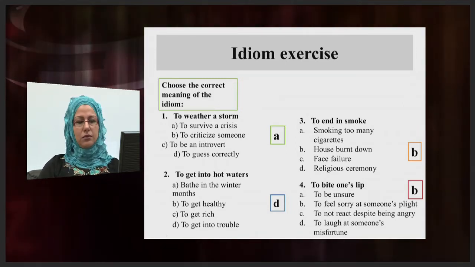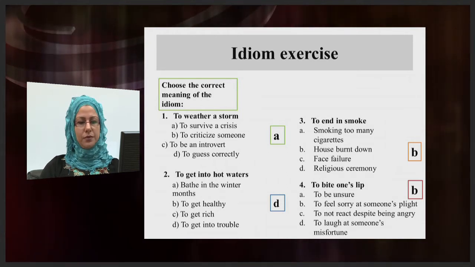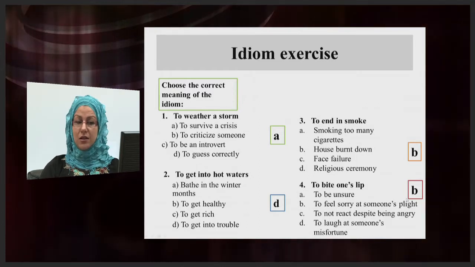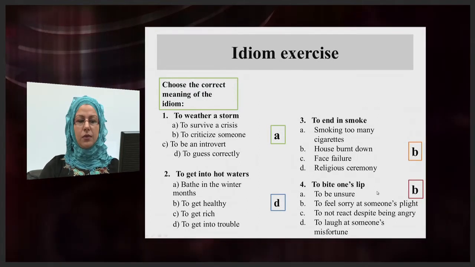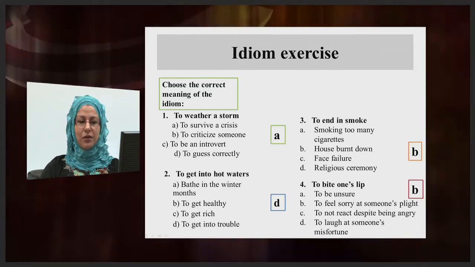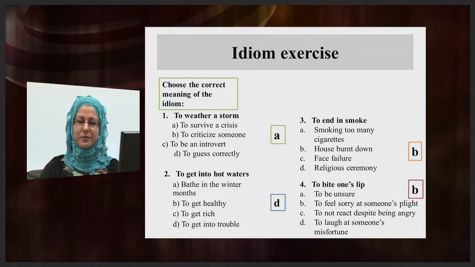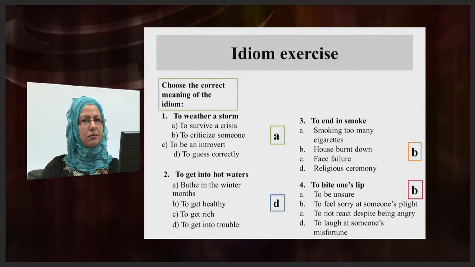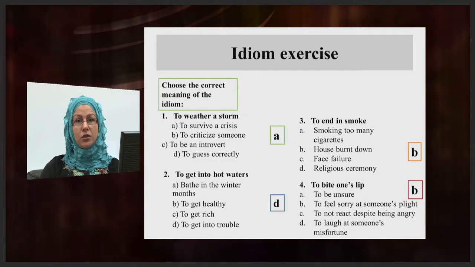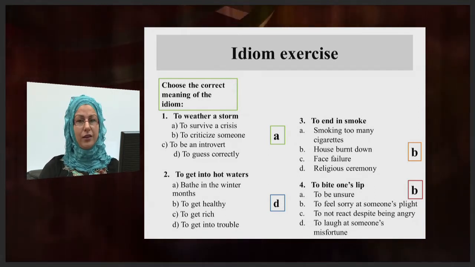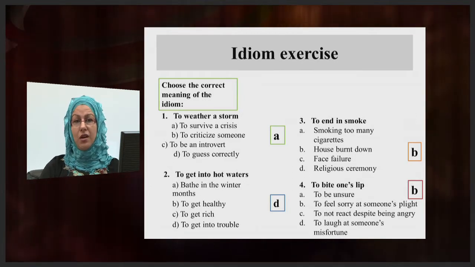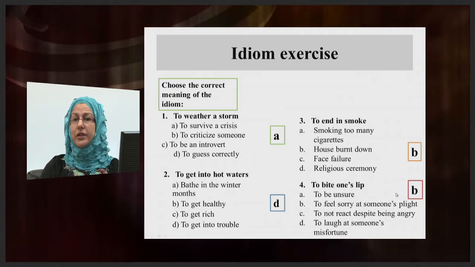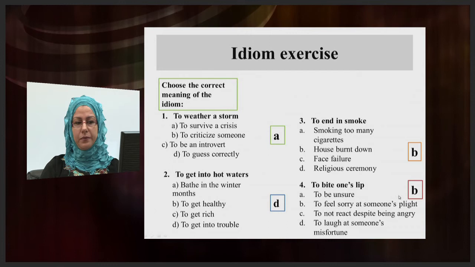The last example, to bite one's lip, does it mean to be unsure? To feel sorry at someone's plight? To not react despite being angry? Or to laugh at someone's misfortune? Remember, she bit her lips for not studying. Obviously, that person had an exam, and we could deduce from the situation that she might have failed her exam. That's why she bit her lips. She didn't study well. So obviously, the answer is to feel sorry for doing something.